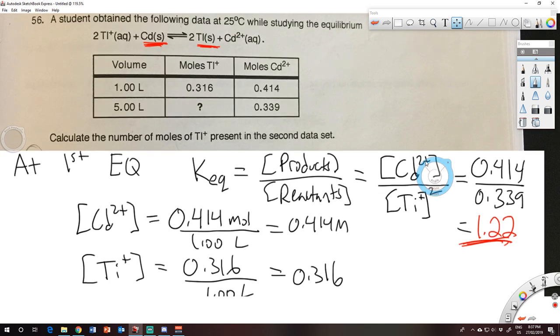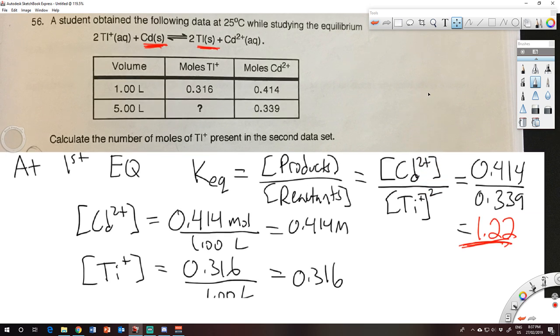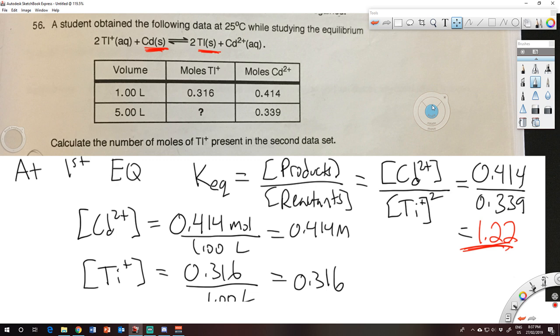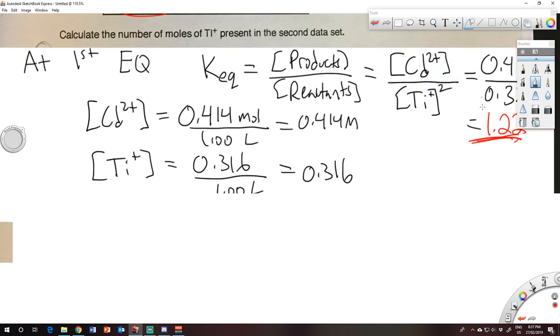Do I even need an ice table for this? I don't know how much is being added, but I do know that I have my volume. So at the very least I can do the following at second equilibrium. At second equilibrium I can calculate the concentration of cadmium 2 plus.